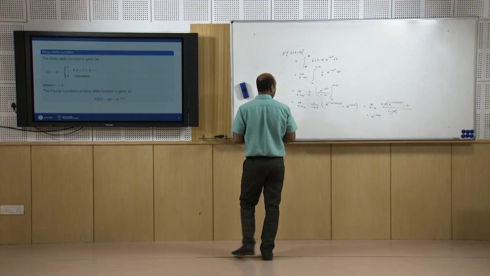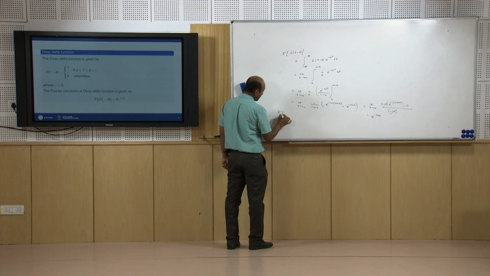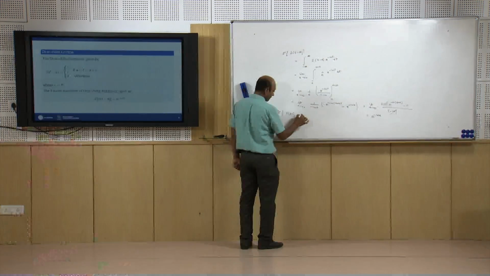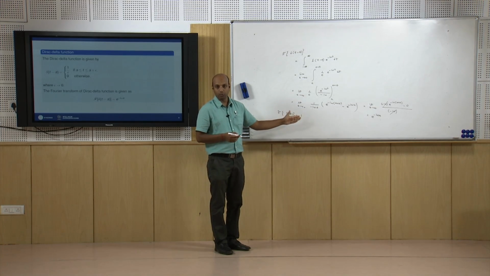Now, when you take a equal to 0, it is clear that the Fourier transform of Dirac delta t at a equal to 0 is nothing but 1. So, this is very clear from this expression when you substitute a equal to 0.